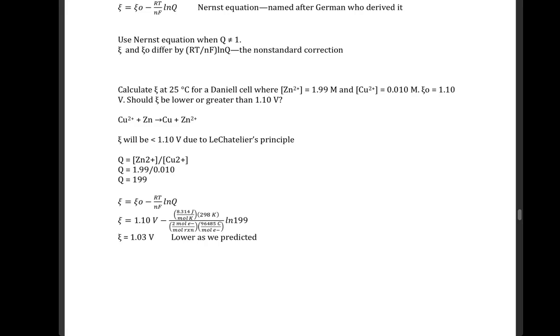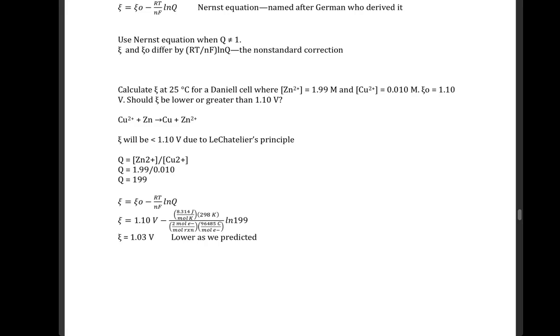Calculate the potential at 25 degrees for a Daniell cell where the zinc 2 plus concentration is 1.99 molar and the copper 2 plus concentration is 0.010 molar. E naught, that is standard conditions, potential is 1.10 volts. Also, before we do this, should the potential under these conditions be greater or less than 1.10 volts?